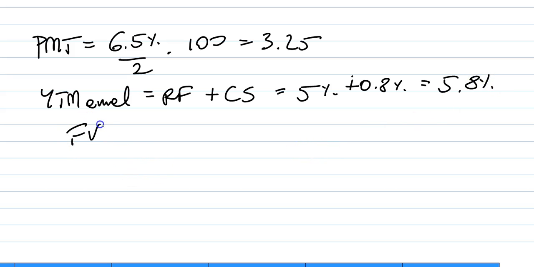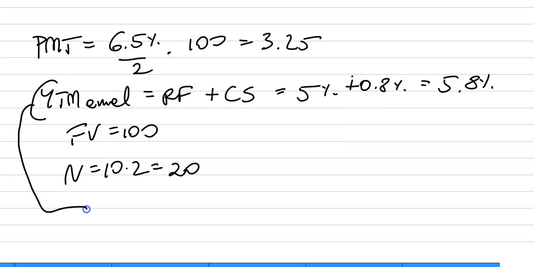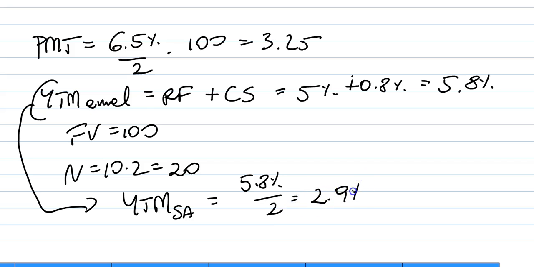Future value is 100. Number of periods is 10 times 2 or 20. We also have to remember to adjust our annual yield to maturity to semi-annual to use in our calculation, because the payments are happening every 6 months. So we take 5.8% divided by 2 or 2.9%. And now we put all those numbers into our calculator or Excel.